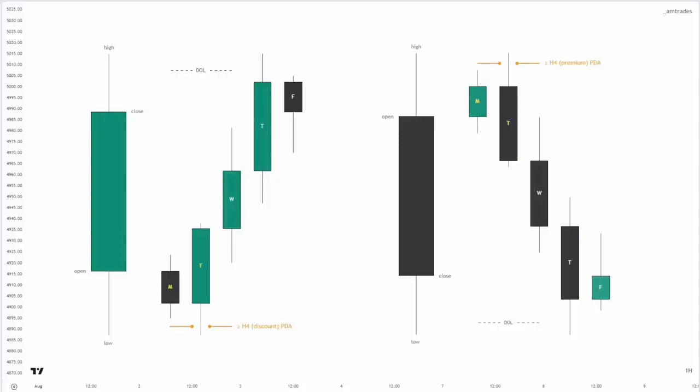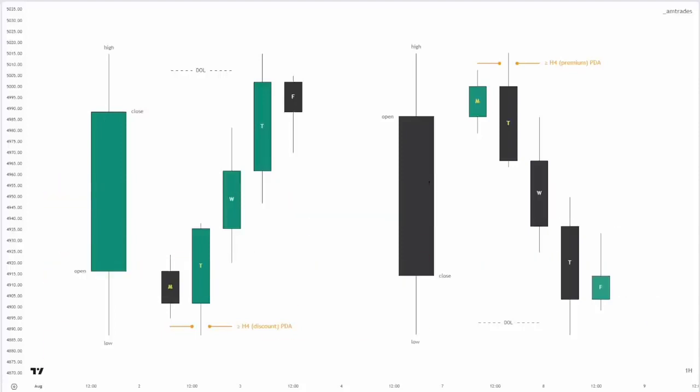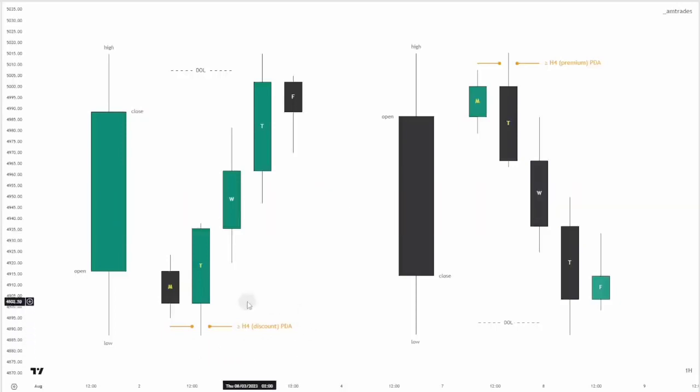The first weekly profile to understand is the classic expansion week. This is when Monday or Tuesday form the reversal and price expands in the opposing direction into Thursday. On the left here, we can see a bullish classic expansion week with the clear open, low, high, and close of the weekly candle as previously mentioned. Here on the daily chart, either Monday or Tuesday form a low of the week at a 4-hour or above discount PD array, and price expands off that point through Thursday into the weekly objective.